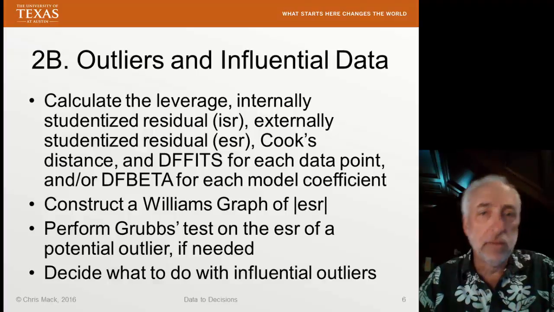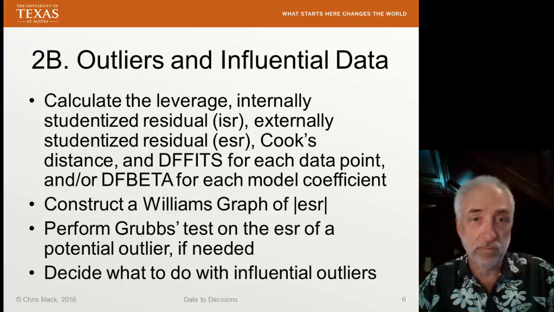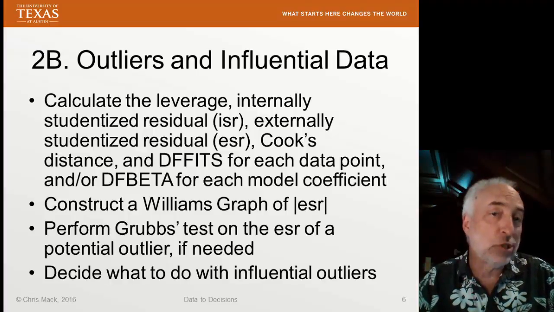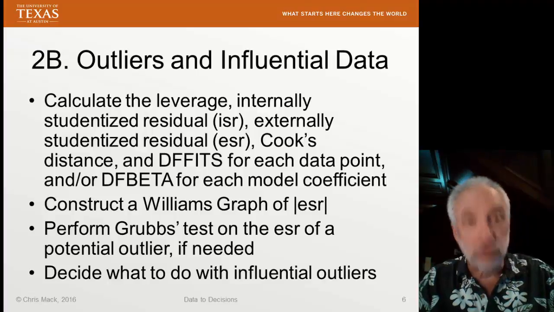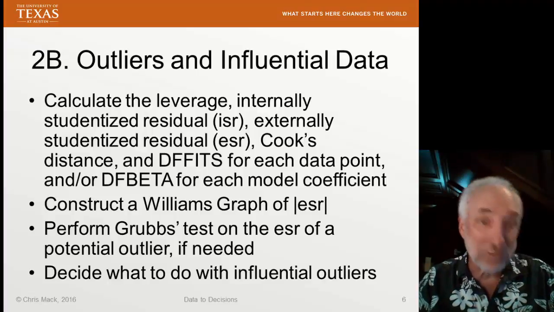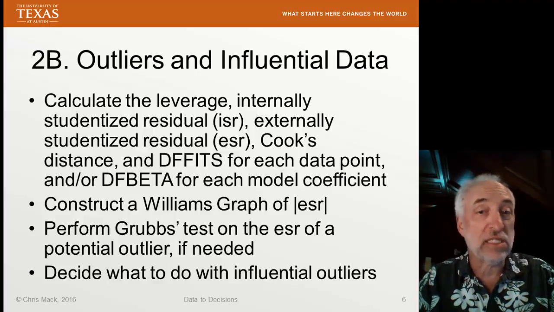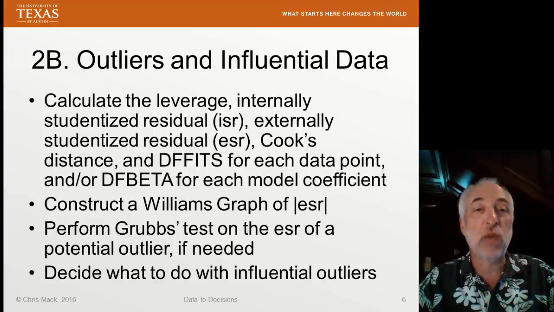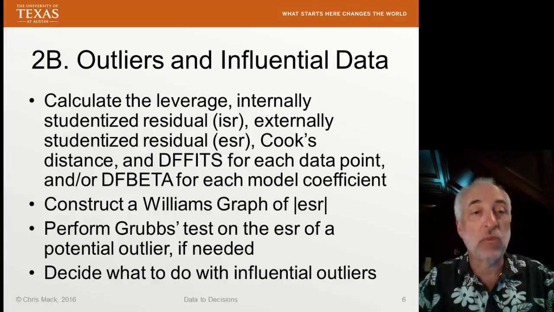So after we've plotted, we're going to look for outliers and influential data. We do that by calculating the leverage, the internally studentized residuals that come from that leverage, externally studentized residuals that come from the internally studentized residuals. Then we'll calculate the Cook's distance and the DFFITS for each data point. This gives us a sense of whether any particular data point is overly influential in its ability to affect the fits.